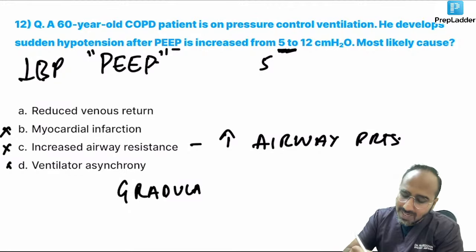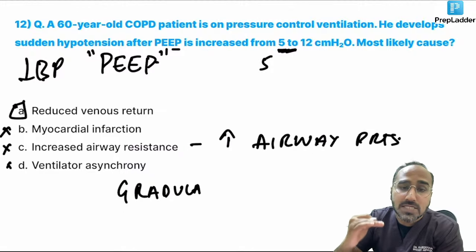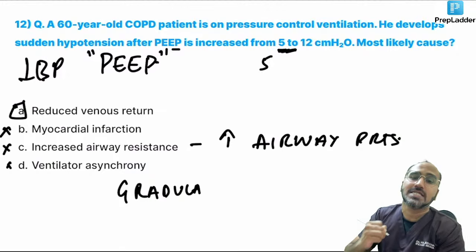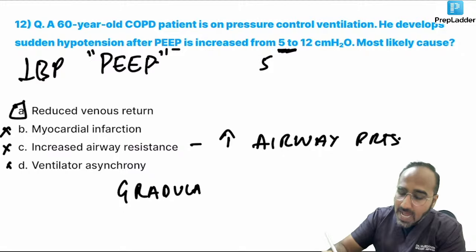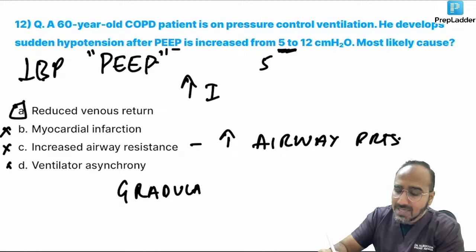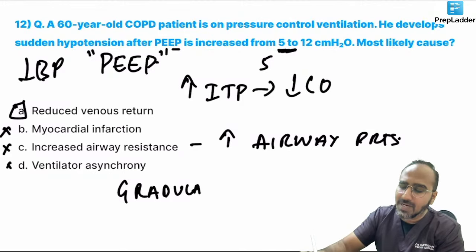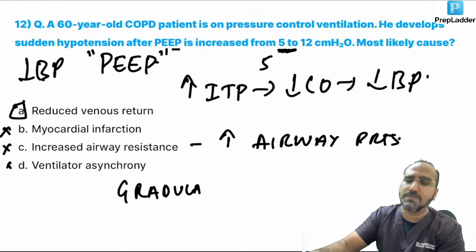The answer over here is PEEP. I have increased the PEEP from 5 to 12. That will cause hypotension. Now the question is, how? Why will it cause hypotension? As you increase the PEEP, what is happening? The intrathoracic pressure increases. If intrathoracic pressure increases, cardiac output decreases. If cardiac output decreases, BP decreases.